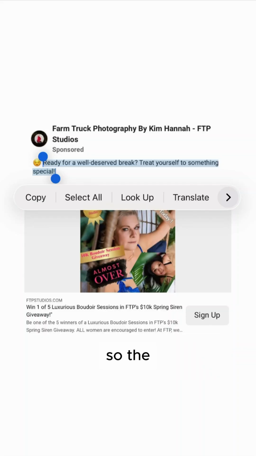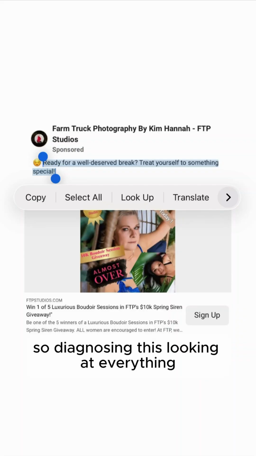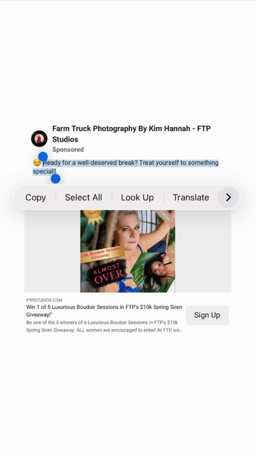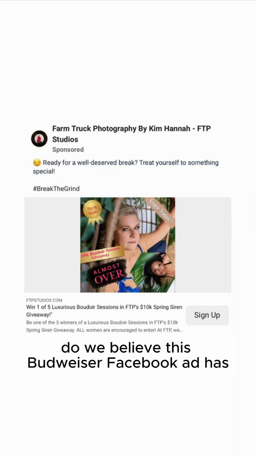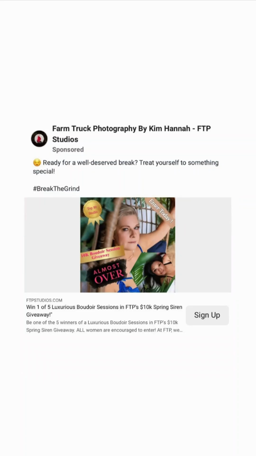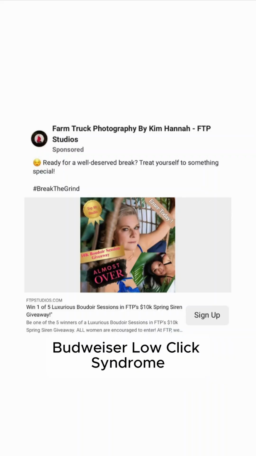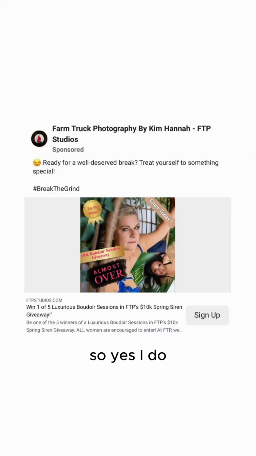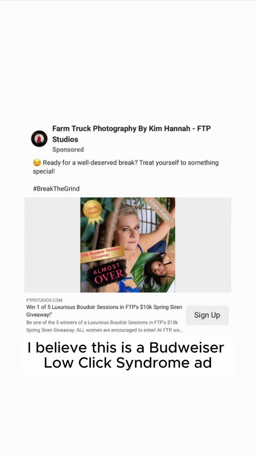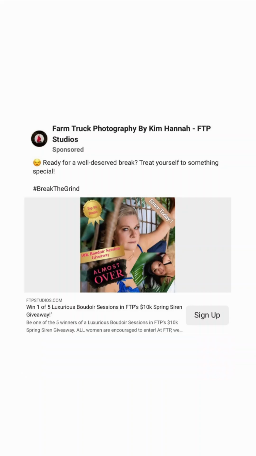So diagnosing this, looking at everything, do we believe this boudoir Facebook ad has a unique CTRL under 6%, aka has BLCS, boudoir low click syndrome? So yes, I do. I believe this is a boudoir low click syndrome ad.